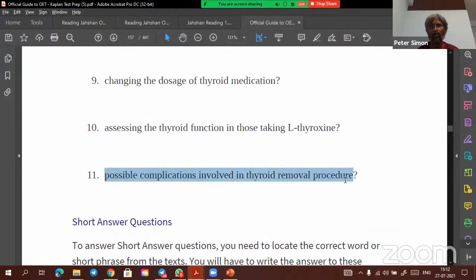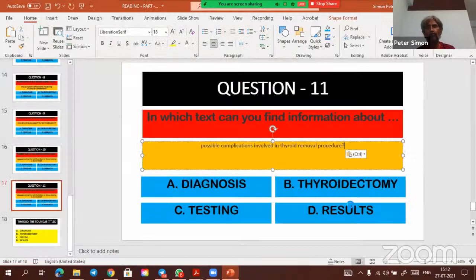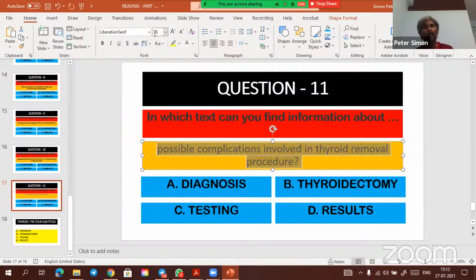Possible complications involved in thyroid removal procedure. So, procedure, thyroid removal procedure. I don't know how you are going to take what. I don't know. You are very clever. I know that. It's not very difficult for you.